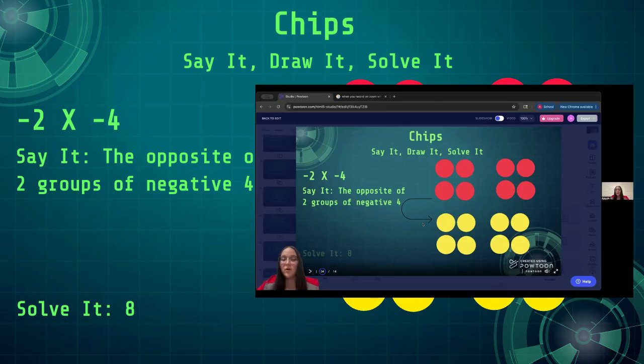We count our flip chips, 8 yellow chips. Our answer is +8. This is a great representation to show how a negative times a negative equals a positive, because we have to do that flip, which ends us with a positive result.